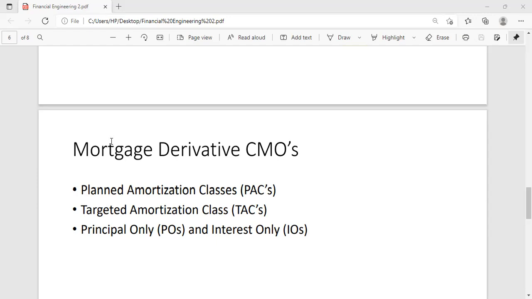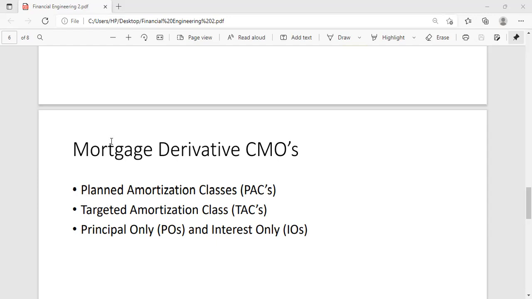And because of the uncertainty associated with that, the yield or the return of the support tranches or the companion bonds is higher in that case. Okay, so this is what is called planned amortization classes. Then comes targeted amortization class, or TAC. In that case, what happens?